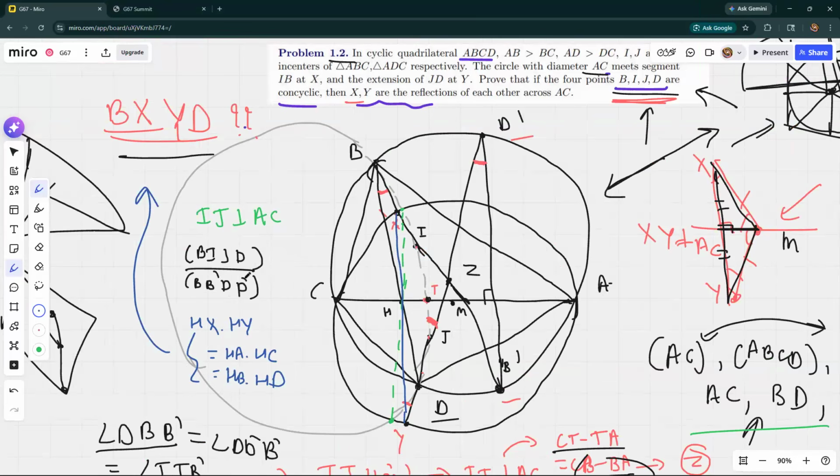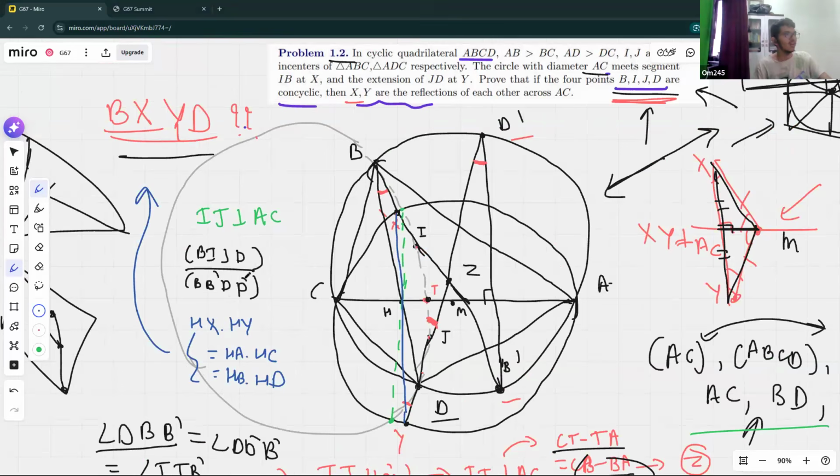Got it. Thank you. And now the question remains how we will do that, the last part. Wait, we know that the radical axis goes through this, right? So we should use that somehow. I don't know how.